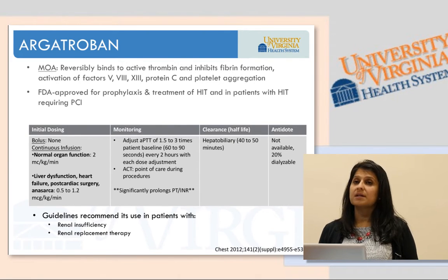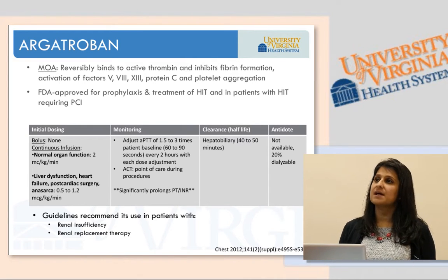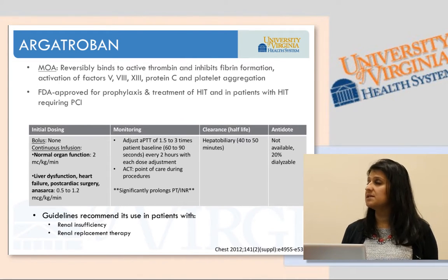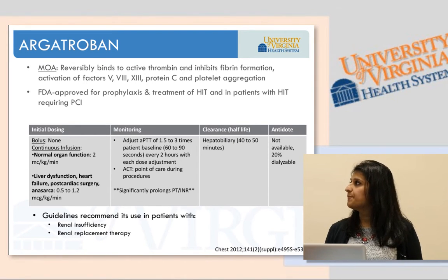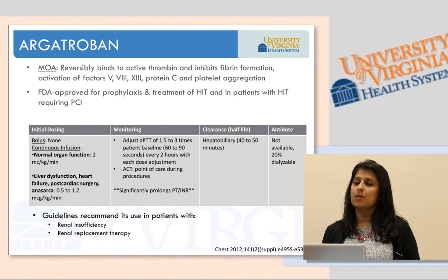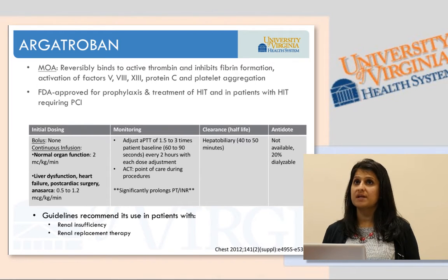While PTT is what is widely used, when patients are going for procedures and argatroban is used at that time, we use a point-of-care test, which is ACT, and the ranges for that are a little different depending on where it's being used. One of the most important things to know about argatroban is that it significantly prolongs the PT-INR, so when we're transitioning patients to warfarin, it's quite a challenge. Its half-life is short, 40 to 50 minutes. It's hepatically cleared. There's no antidote available for this agent, and also 20% of the drug is dialyzable.